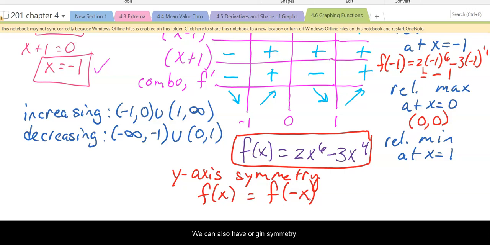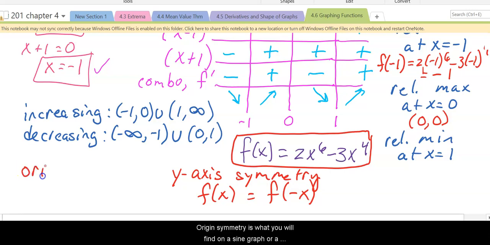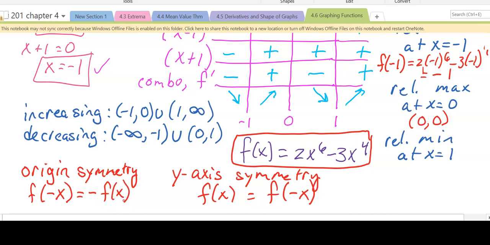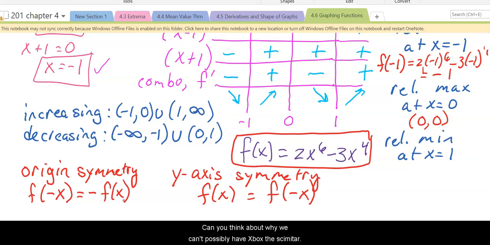We can also have origin symmetry. Origin symmetry is what you will find on a sine graph or a cubic function. For origin symmetry, if you plug a negative value into the function, you do not get the original function f of x, but you do get the opposite of it. In other words, f of -x is negative f of x. This tells us that it has origin symmetry. There is such a thing as x-axis symmetry, of course, but it's not possible to get it here. Can you think about why we can't possibly have x-axis symmetry?